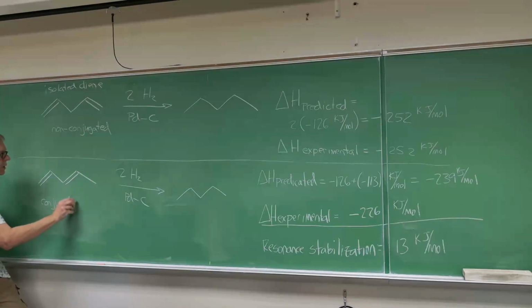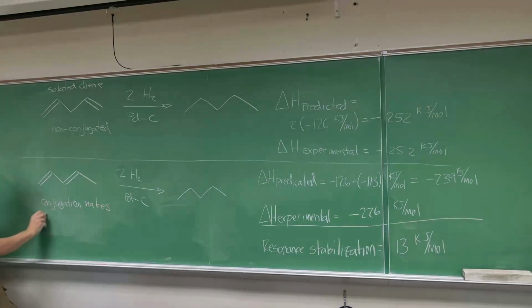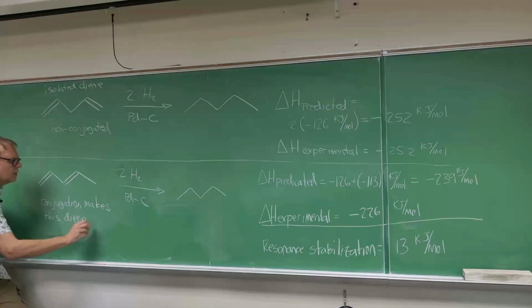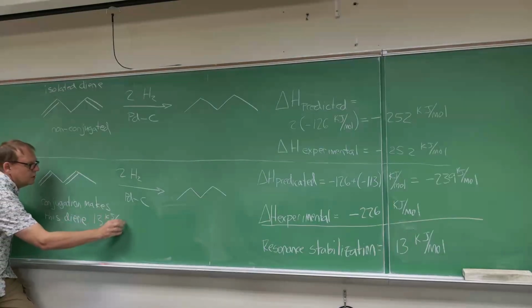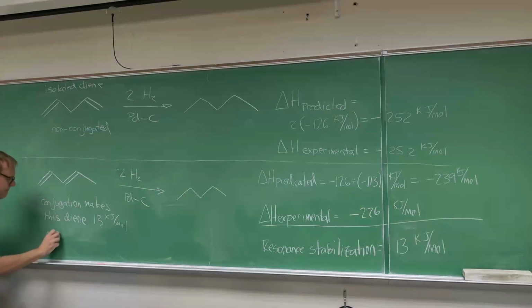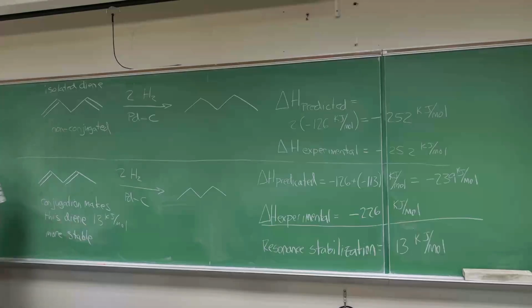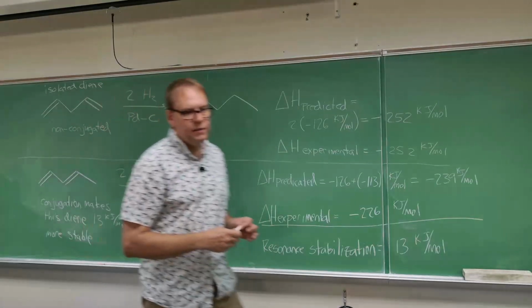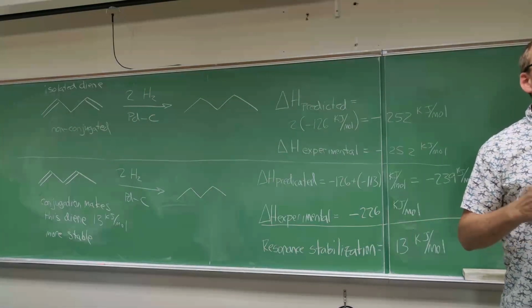Conjugation makes this diene 13 kilojoules per mole more stable than you would otherwise predict. So it clearly makes a difference. Putting the double bonds together is having a stabilizing effect. So that's an important thing that we're going to look at a lot in the coming chapters too.